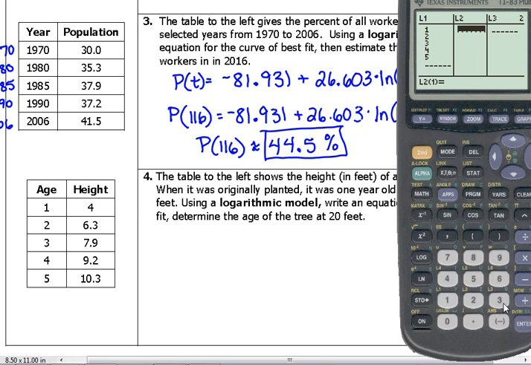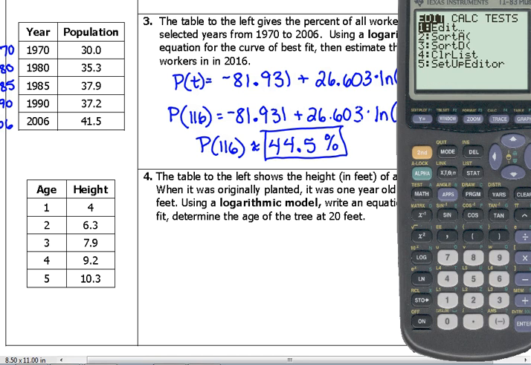Okay, so 1, 2, 3, 4, 5 goes in list 1. 4, 6.3, 7.9, 9.2, 10.3 goes in L2. Second mode. Go back to the home screen. Stat, over to calc. LN regression, natural log regression is number 9.